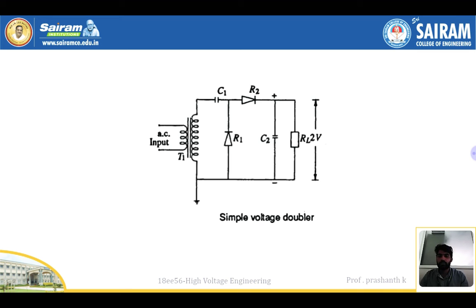It's a continuation of generation of high voltage by using the rectifier method, and by using a simple voltage doubler rectifier, right? So in this we have two diodes, so both the cycles will be conducting. So at the output side we're getting 2 volts, not 1 volt.